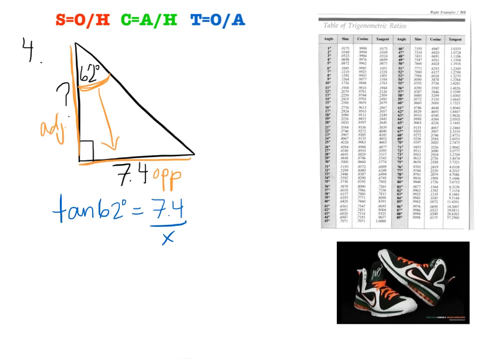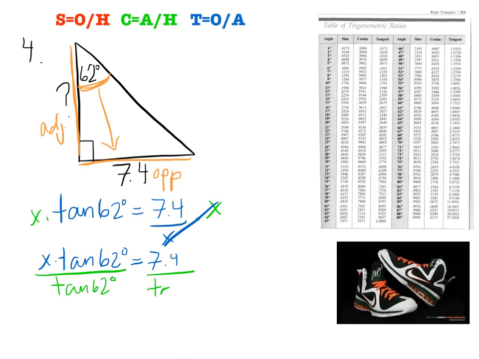Now I'm going to need to get my x value alone. So I'm going to multiply by x on both sides first to take it out of the denominator. And I get x times the tangent of 62 degrees equals 7.4. I'm almost there. I need to get that tangent of 62 degrees out of there. So I'm going to divide by that on both sides. And I end up getting x is equal to 7.4 divided by the tangent of 62 degrees.